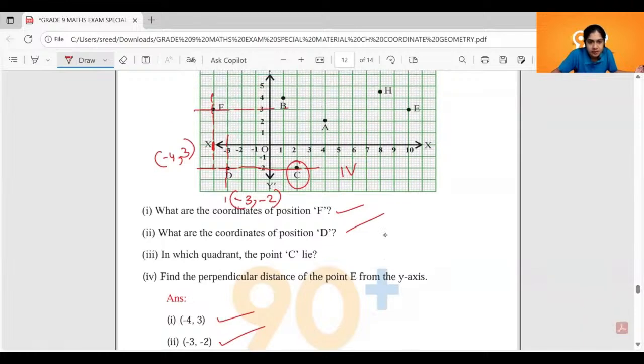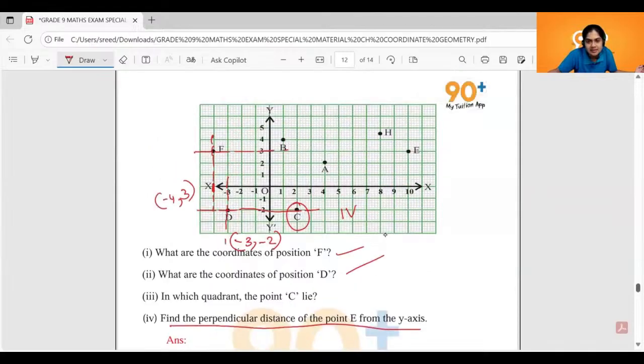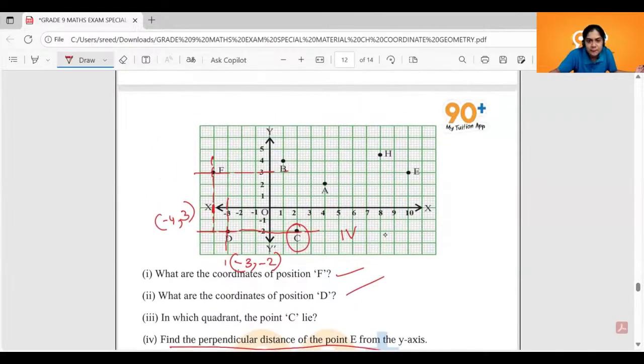What's the last question? Find the perpendicular distance of point E from the y-axis. This is the y-axis. This distance, from point E to the y-axis. So what's the distance? You can use the x-axis to find the distance, right?